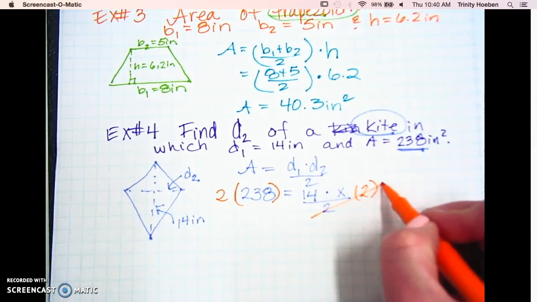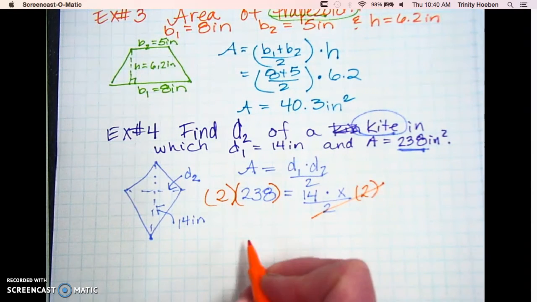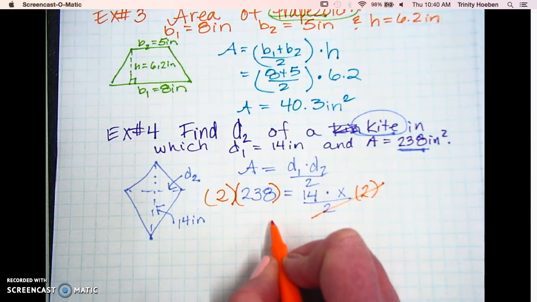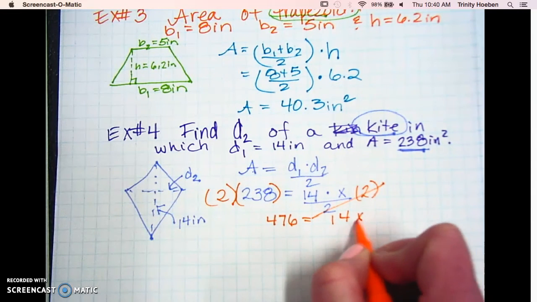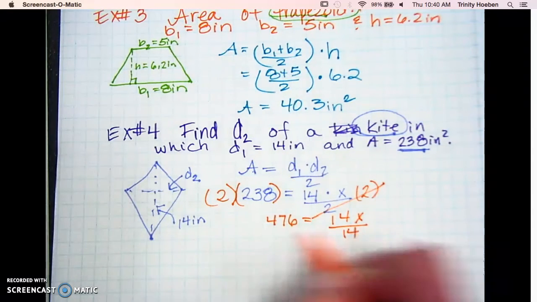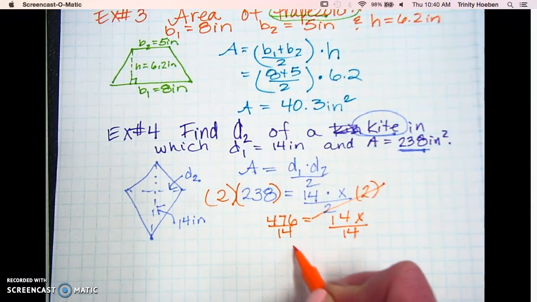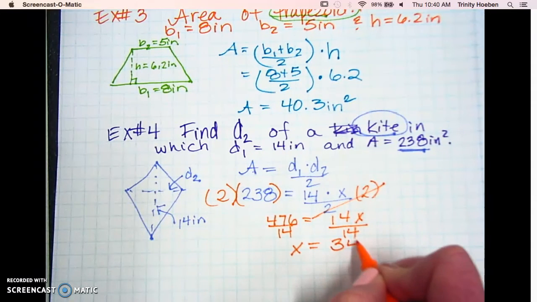So that they cancel over here. And then on my calculator, I'm going to multiply 2 times 238, and I get 476. And I'm left with 14x. That x is being multiplied by 14, so I divide both sides by 14. Punch it in my calculator, and I get 34.